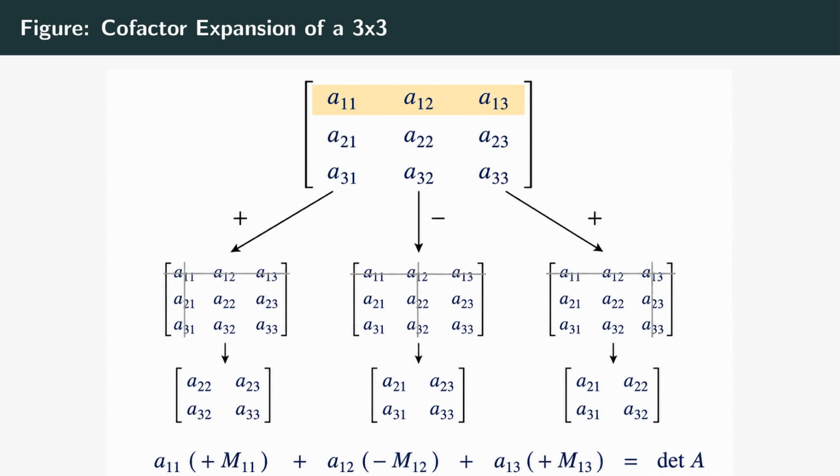Above each branch we mark its sign from the checkerboard, plus, then minus, then plus. At the bottom, everything assembles. The first entry times its plus minor, plus the second entry times its minus minor, plus the third entry times its plus minor. Add those 3 signed products and you have the determinant. The whole method is right there in the picture. 3 entries, 3 smaller determinants, 3 alternating signs.